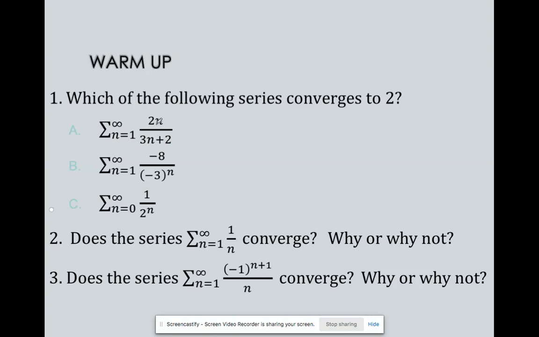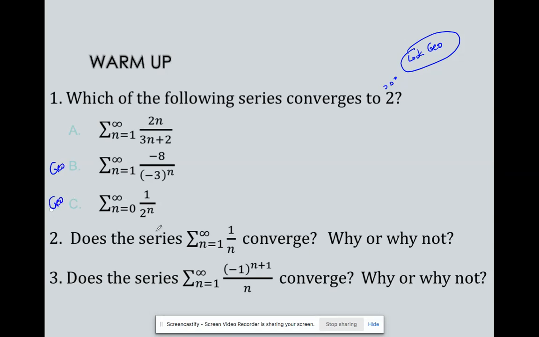Can you tell? There's no x's, right? It's just n's. So which of the following series converges to a number? If a series converges to a number, that you can see, it just doesn't say converge. It says converge to a number. That means you're looking for a geometric pattern, because there's only one series I can find the sum of without doing an improper integral, and that is a geometric series. So look for geometric.